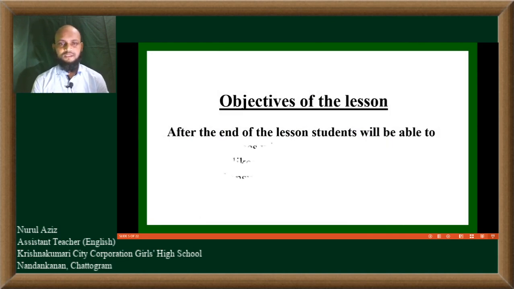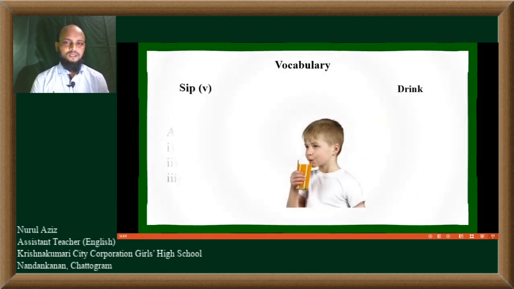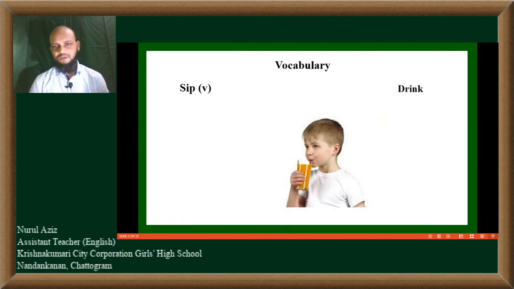After the end of the lesson, you will be able to make sentences with new words, tell about likes and dislikes, ask and answer questions. So let's start with vocabulary. The first one is sip. This is a verb. Look at the picture. You see the boy is sipping, that is, he is drinking juice. So sip means to drink something.